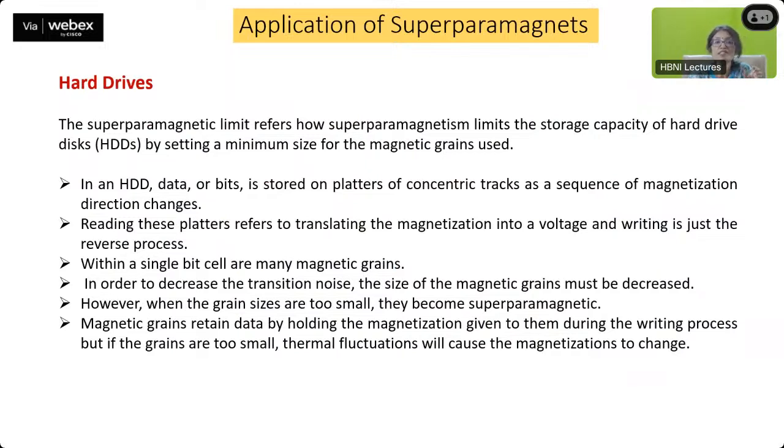Within a single bit cell, there are many magnetic grains. Now, in order to decrease the transition noise, the size of the magnetic grains has to be decreased. But if you now make the grain sizes too small, what is going to happen? They will become superparamagnetic. Magnetic grains retain data by holding the magnetization given to them during the writing process. But if the grains are too small, thermal fluctuation will cause the magnetizations to change. So that is why the superparamagnetic limit refers to how superparamagnetism limits the storage capacity of hard drive disks. So that's very important to know.